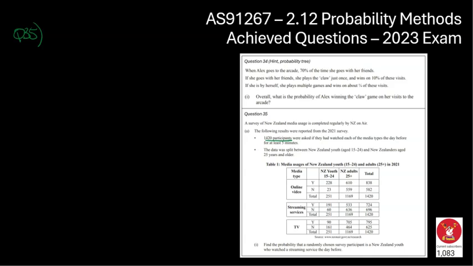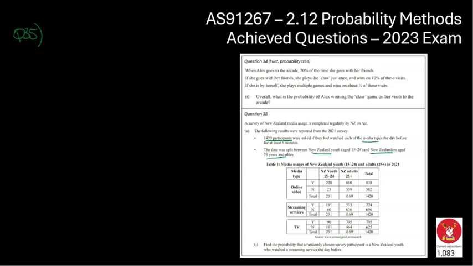And they were asked if they watched each of the media types the day before. By the media types, I'm assuming they're referring to if they watch online video, if they watch some kind of streaming service, or if they watch TV. The data was split between youth and New Zealanders 25 or older. So you can see the youth data here and the 25 plus data here. And that was split off for the streaming services data, and then the same split for the TV data down the bottom there.